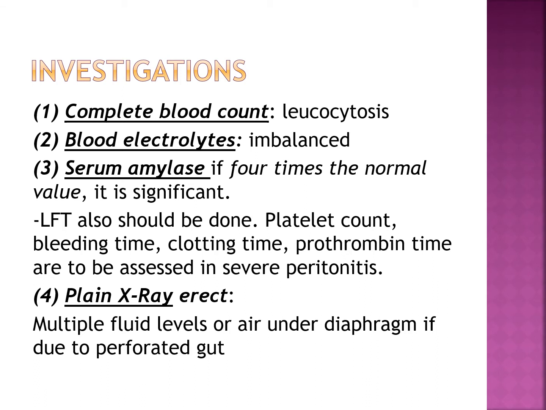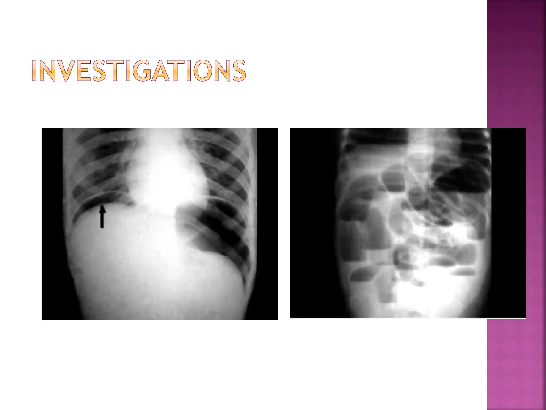Radiological investigations are very important in diagnosing acute peritonitis, and in any patient with acute peritonitis, a plain X-ray erect is very important, as we can see multiple air fluid levels, which is a result of paralytic ileus, and the cause can be manifest as air under diaphragm, which is highly suggestive of perforation of the gut. As you can see in these two plain X-rays, on the right side we can see an X-ray with air under diaphragm, which is marked by the left arrow.